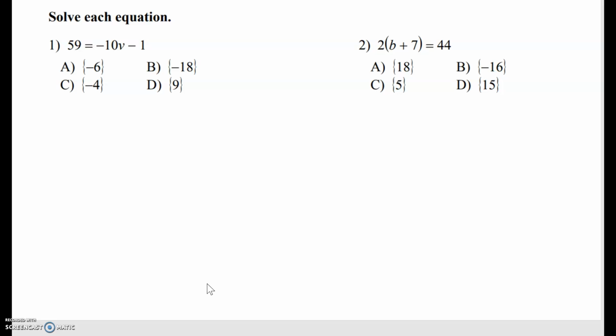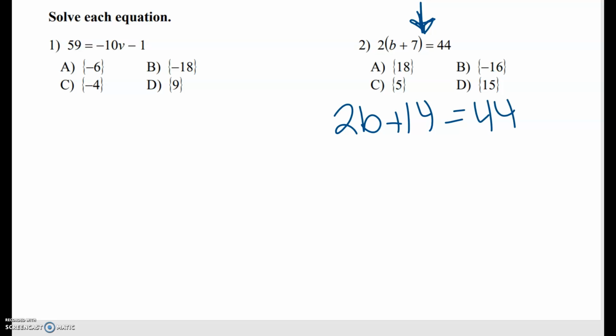So the first thing that's going to be on your final is just solving equations. We have two problems here, and I'm going to focus on the one on the right. What you always want to do first is make sure that you simplify each side of your equation. On the left side of that equation, it says 2 parentheses b plus 7. We can distribute that 2, so we'd have 2b plus 14 is equal to 44.